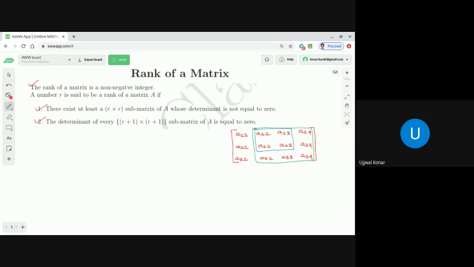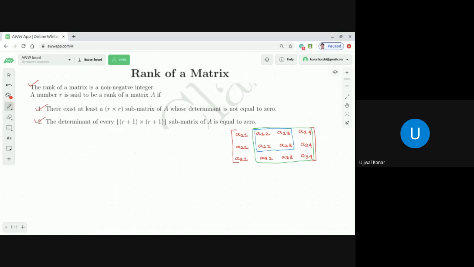Now you may think, so far by listening to whatever I said, you may have two questions come to your mind. The first one is: sir, what is the purpose of the rank of a matrix? And the second one is: sir, how can I find the rank of a matrix? It is very difficult.